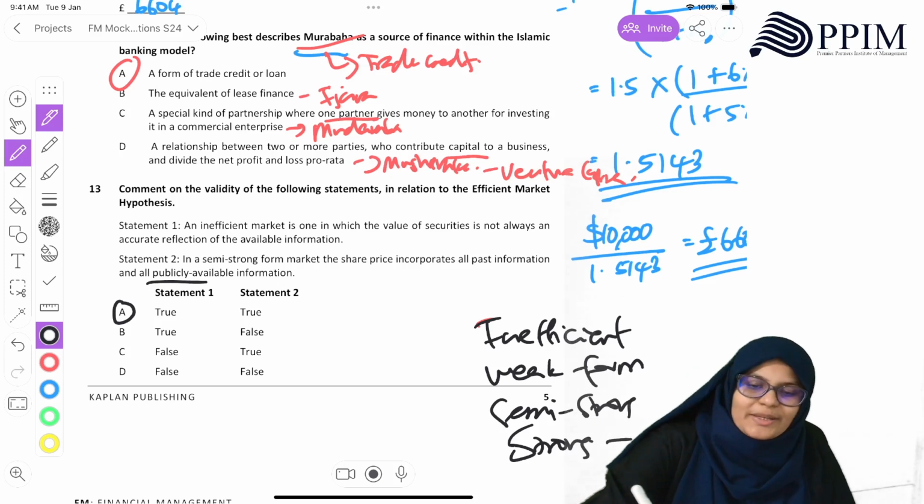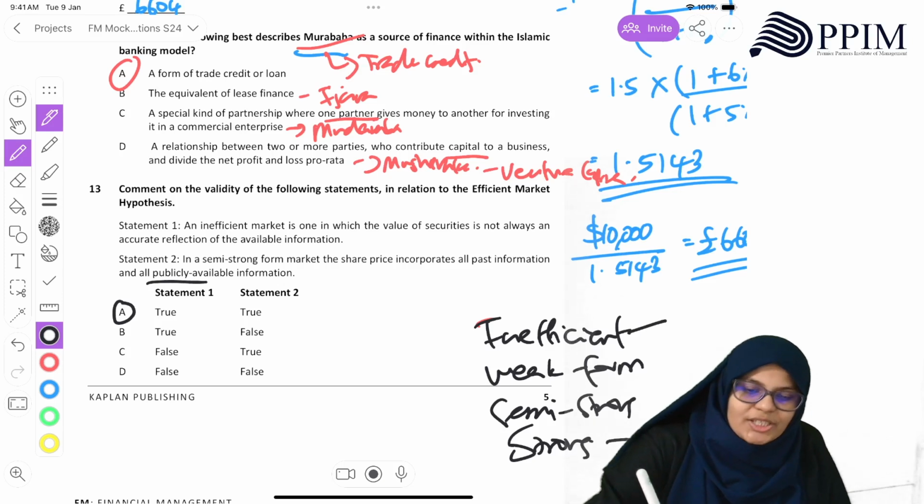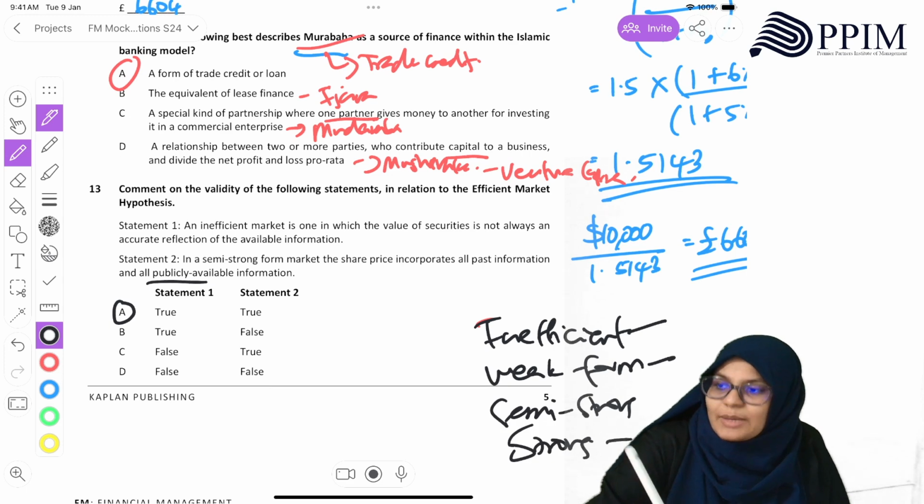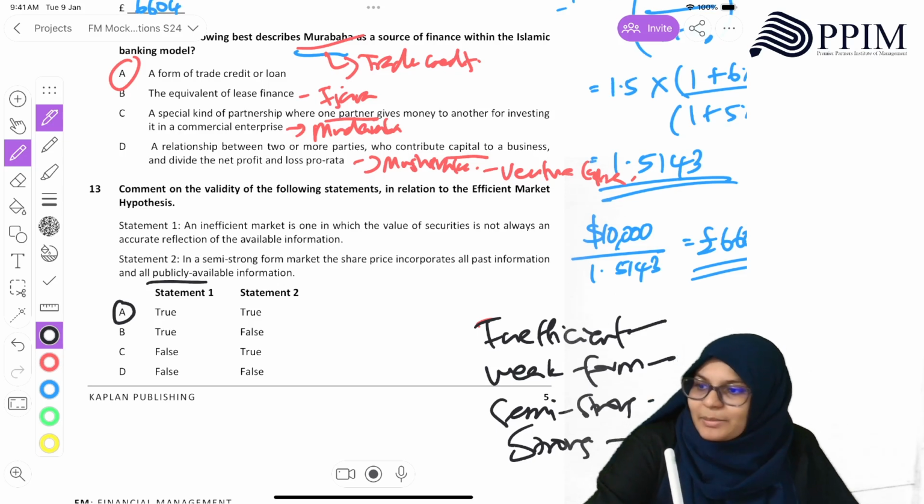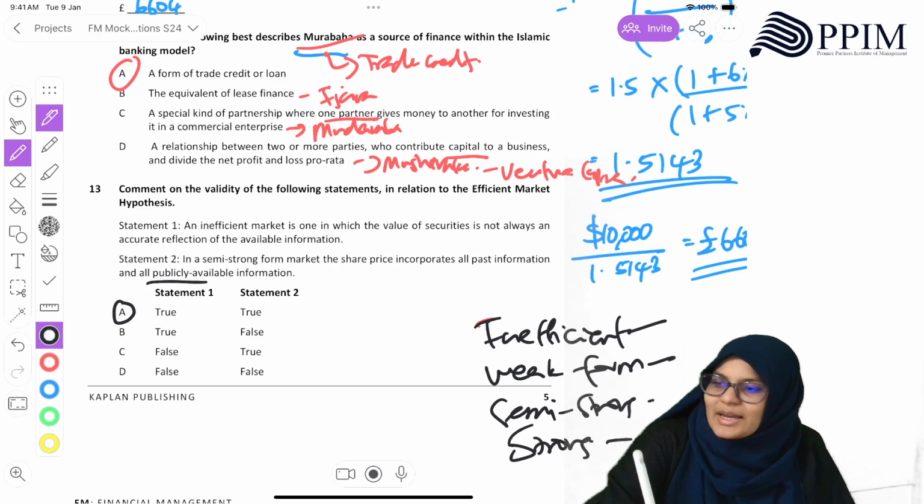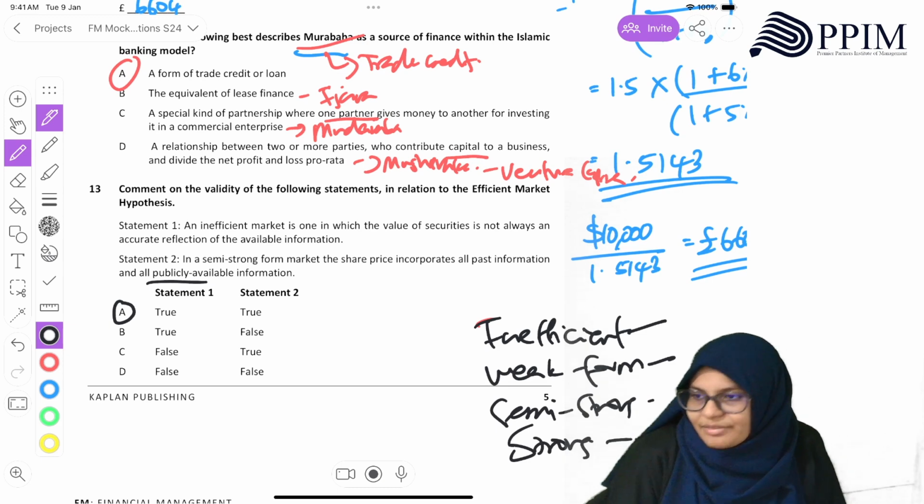So inefficient means it's not reflecting any information. Weak means only it reflects the past information. Semi-strong means it reflects past plus public information. Strong means past, public, private, everything is reflected.